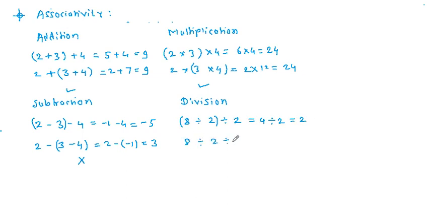And in second example, same case, we will take the same example, but we will group second and third number. So the answer is 8. So we have different answer. So we say associativity is not closed under division. So we can say this is associativity for addition and multiplication. For subtraction and division it is not true.